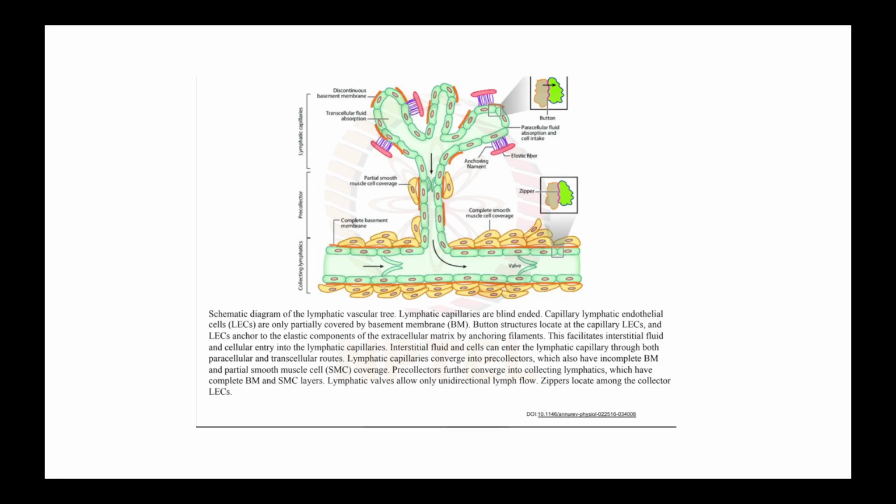The peristaltic movement means there is a wave of flow of the lymphatic fluid in a particular direction. As this wave passes, it creates a negative pressure behind. So if the peristaltic movement is happening in this direction, the negative pressure is created in the area which allows the flow of the lymph only in one direction. This is a schematic diagram of the lymphatic vascular tree. These lymphatic capillaries are blind ended.